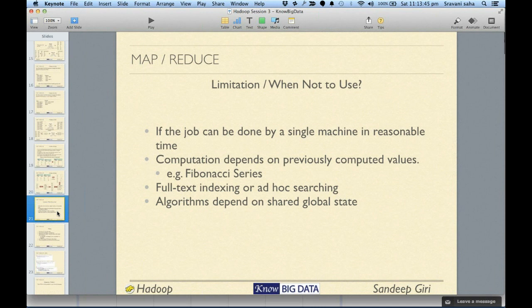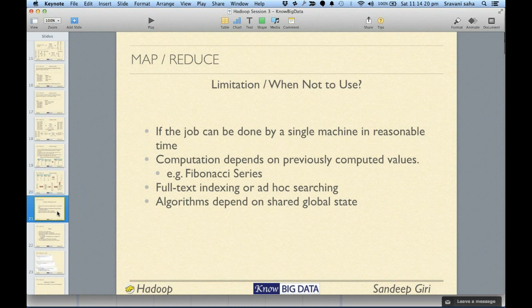So there are a few things you should be aware of. If you have got a hammer, do not think of everything as a nail. And therefore, there are some problems which cannot be solved using MapReduce just like that. And you should not be using MapReduce for everything. So if the job can be happily done by a single machine in reasonable time, then do it on a single machine. Don't involve MapReduce right away.